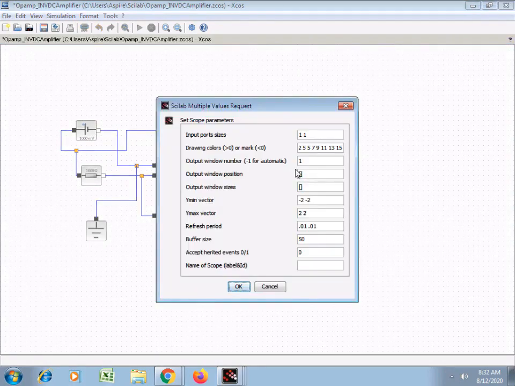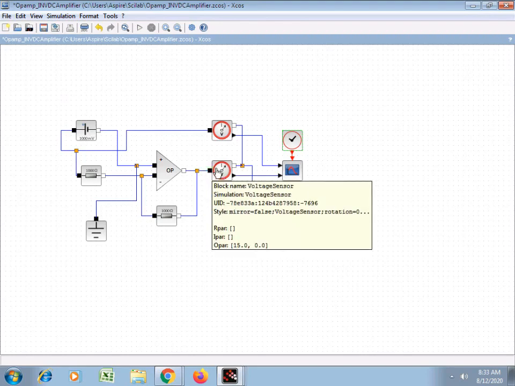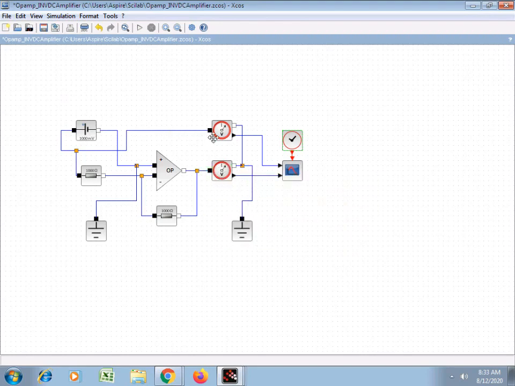So this is a dual input scope. Its Y minimum is -2 for both the inputs and Y maximum is +2 for both the inputs. The clock parameters: the voltage sensor measures the output voltage with respect to ground, and this voltage sensor will measure the input given to the inverting terminal through this resistance with respect to the ground. So now I will start this simulation.